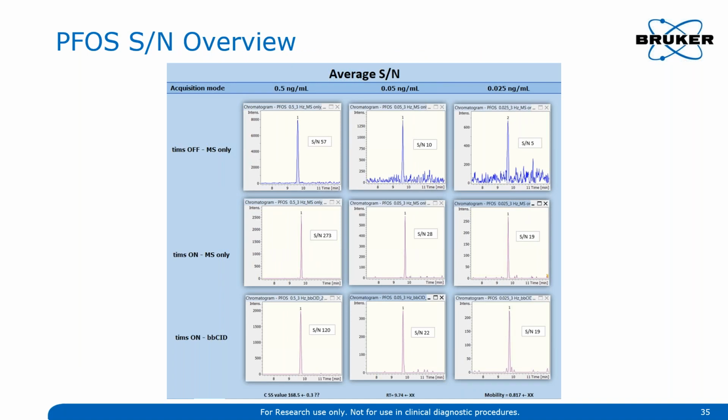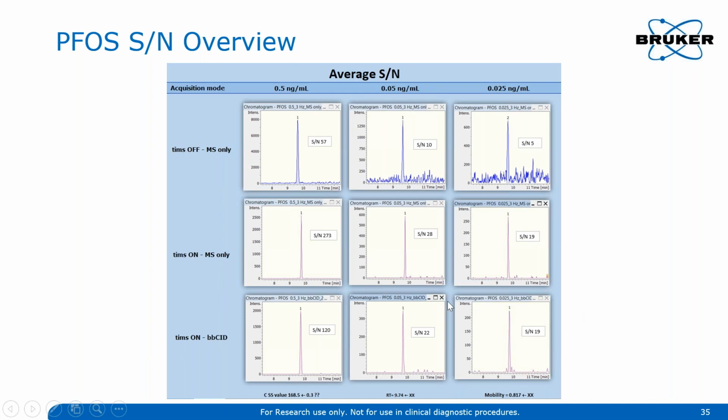And speaking of signal-to-noise ratio, here is a comparison of PFOS chromatograms at different concentrations. So from left to right, 0.5 nanograms per milliliter, 50 picograms per milliliter in the central column, and 25 picograms per milliliter on the right. So notice the signal-to-noise ratio in the top row. This is the performance of straight LC QTOF, basically the same instrument, but with TIMS separation turned off. Now let's compare it with the 2 rows below. So these guys right here.